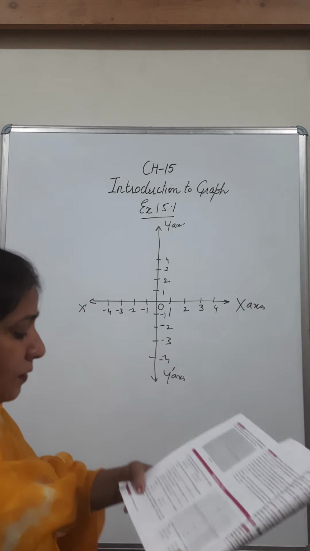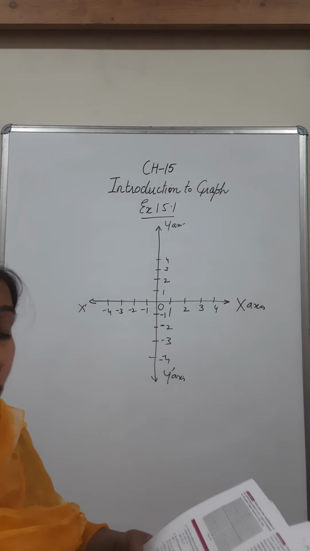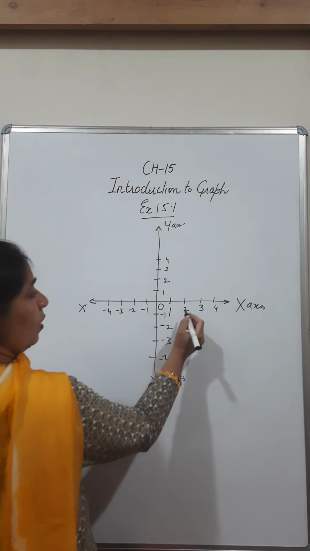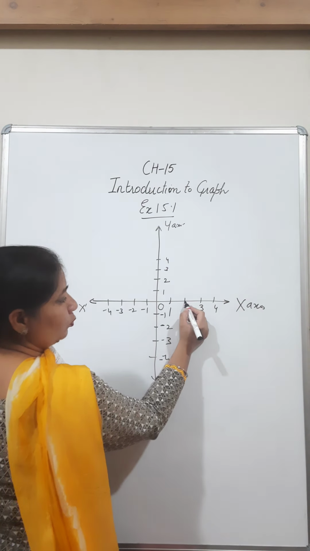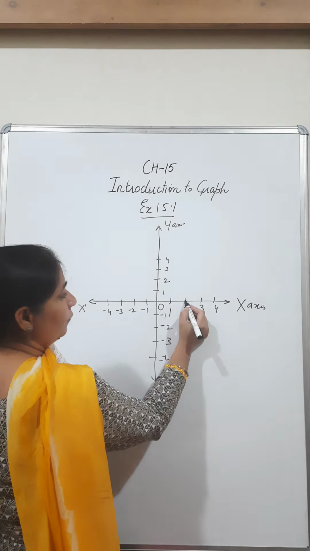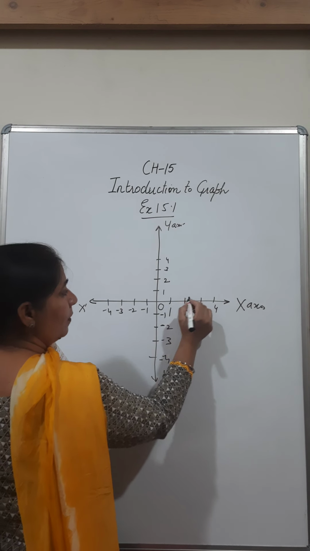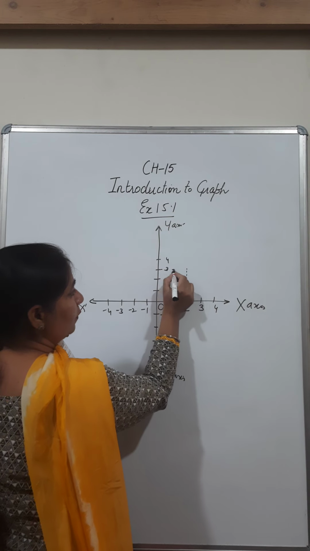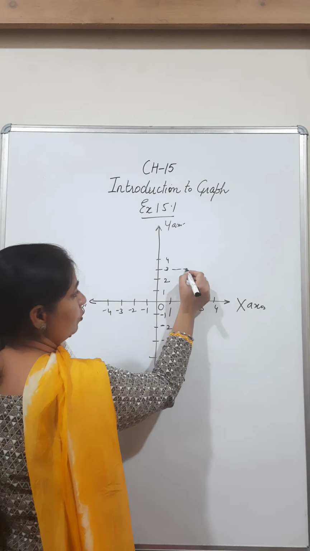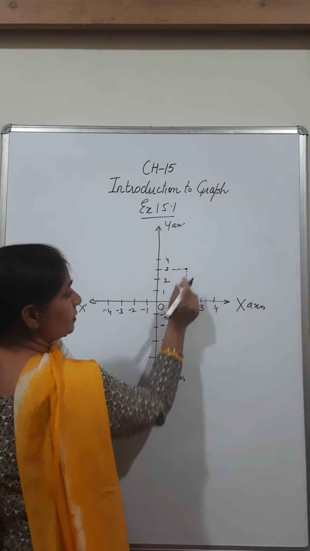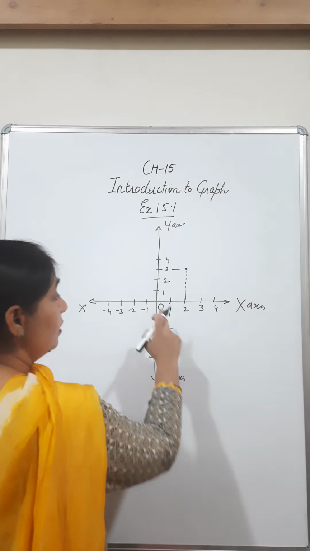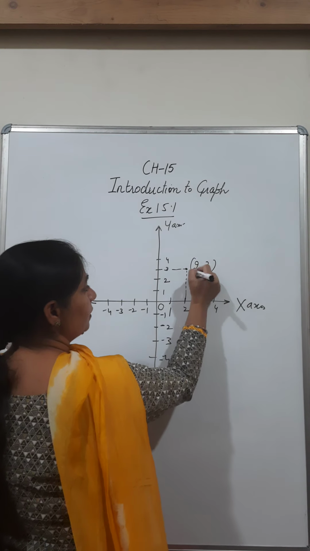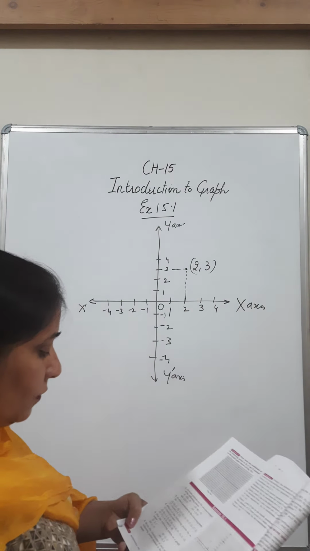Okay. Now the first point is 2,3. So in 2,3, both 2 and 3 are positive. First, you have to go to 2 on the x axis. Then you have to move directly like this, and now you have to locate where your 3 is. So from 3, when you draw a dotted line, this is your x. First of all, you have to locate x. So x here is 2 and y is 3. So this point will be representing 2,3. This is the first point.